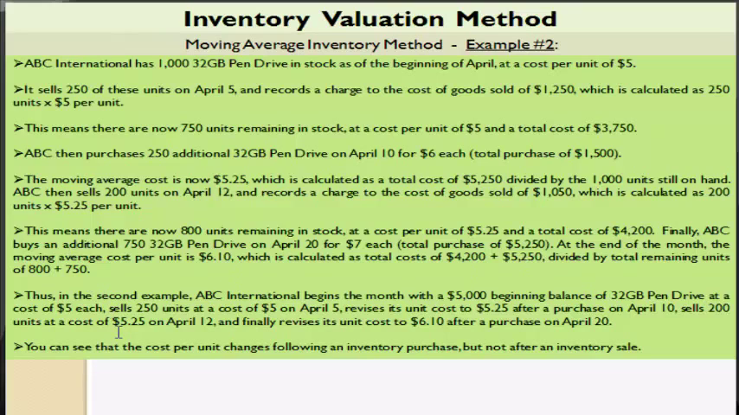Thus, in this second example, the company begins the month with a $5,000 beginning balance of 32 GB pen drives, which was purchased at a cost of $5, sells 250 on April 5th, revises its unit cost to $5.25, and then ends up at $6.10 on April 20.